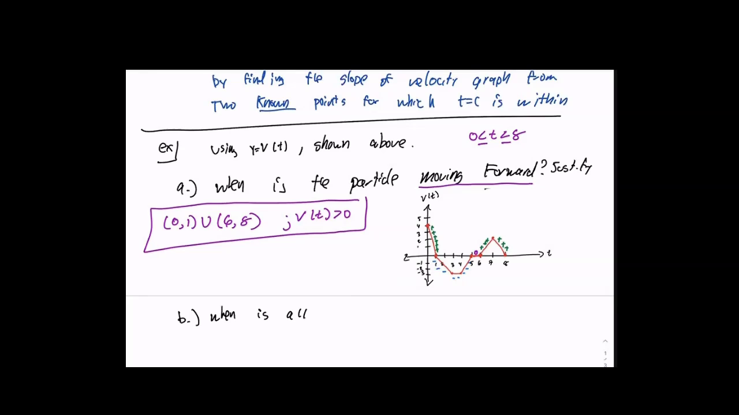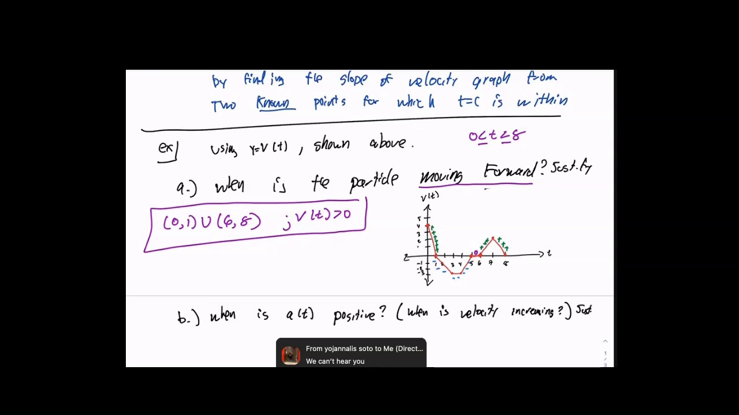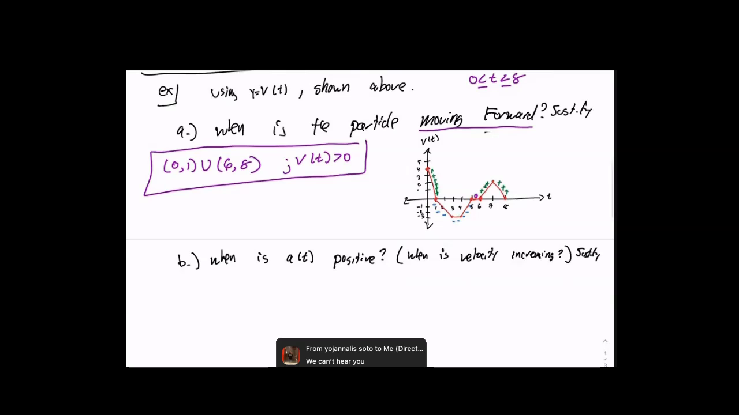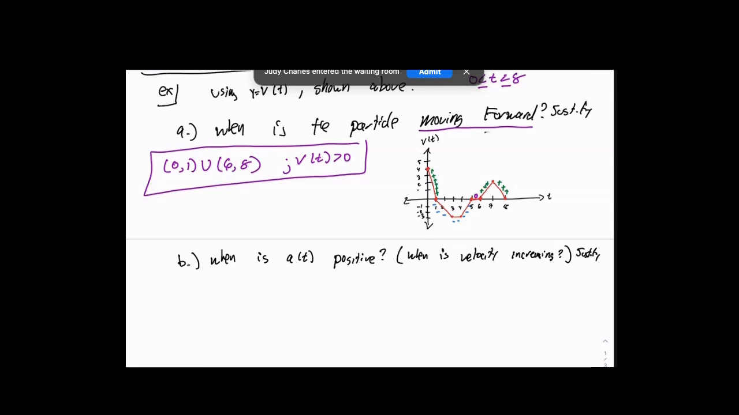When is a of t, when is acceleration positive? Now I could also say, when is velocity increasing? Now this is a question that does get asked. Justify. This is different than speed. So the question here is, when is acceleration positive? Now I'm asking you, when is velocity increasing? That's another way of saying it.